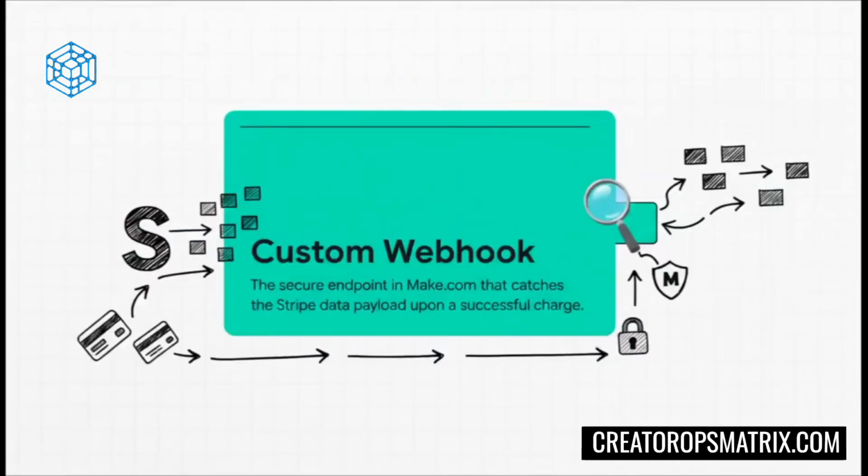But how do we practically catch this data? It all starts with the Make.com custom webhook. Think of this as a highly secure endpoint listener. Before you even log into Stripe, you have to generate this listener inside your Make.com scenario. It generates a unique, dedicated URL that acts as the exact destination where Stripe is going to fire its data payload the very moment a credit card is successfully charged.